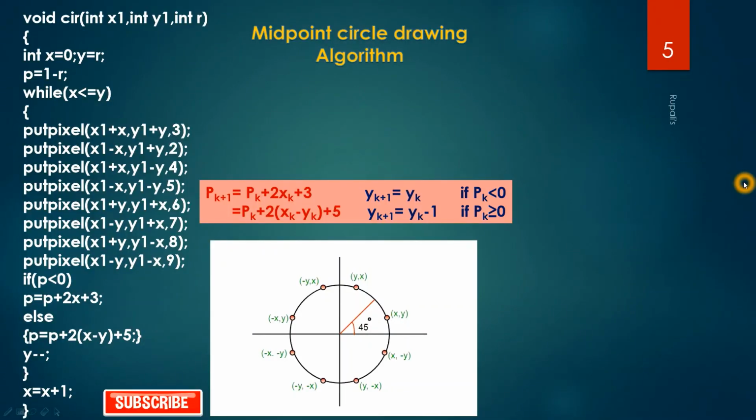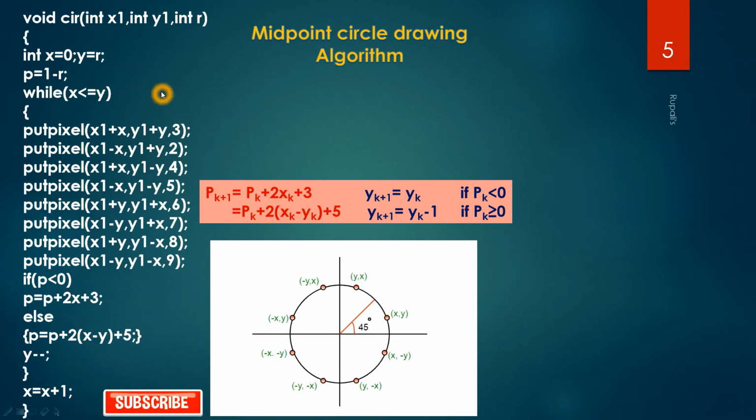Now the algorithm. I write one C function to implement the midpoint circle drawing algorithm. Function name is CIR. I am passing the center of the circle and the radius of the circle. So x1, y1 is the center and r is the radius. Initially when I start, the value of x is 0, that is the origin, and the value of y is the radius length, r. So x is 0 and y is r. And we already learned from our previous video that the initial decision parameter p equals 1 minus r.